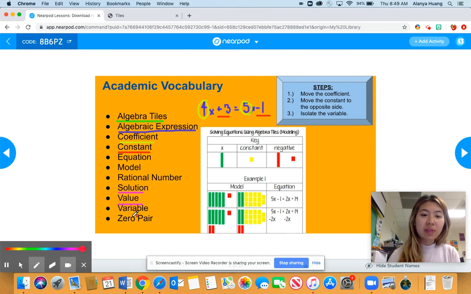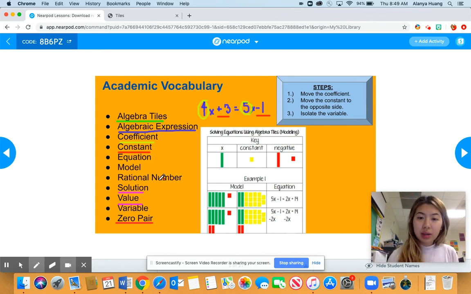To do that, we have to make several zero pairs, first with the variable and then with the constant. This is an example of a model and what we're going to be doing today. We're still going to be following the steps of moving the coefficient to one side, moving the constant to the opposite side, and then isolating the variable to find the value or the solution.